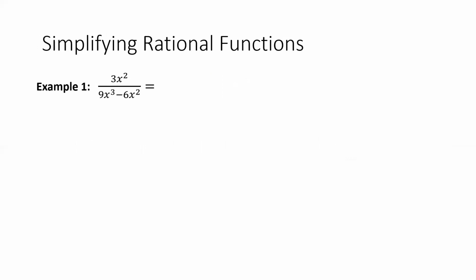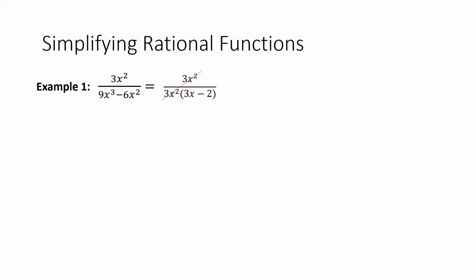Here I have 3x squared over 9x cubed minus 6x squared. I can't really factor the top, but I can pull a GCF out of the bottom. In fact, I can pull out a 3x squared, so that leaves me behind 3x minus 2. And now, even though they don't seem like factors because they don't have parentheses and two terms, I do have 3x squared on top and 3x squared on the bottom. I can cancel it.